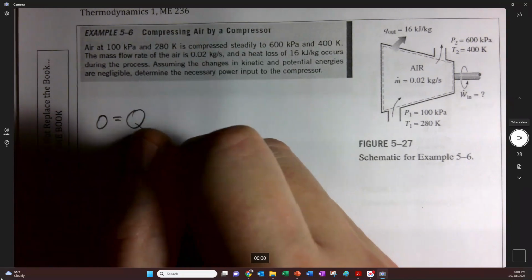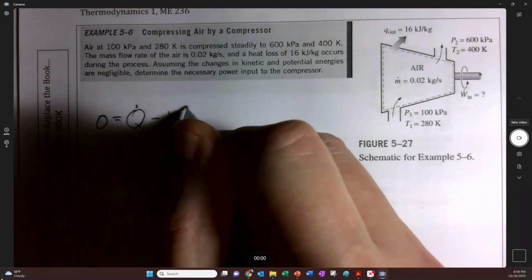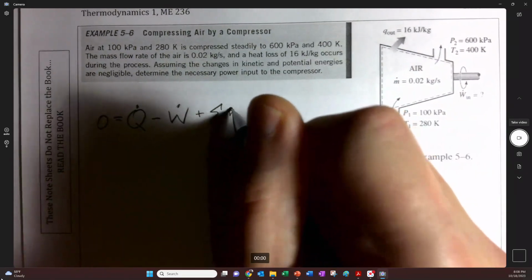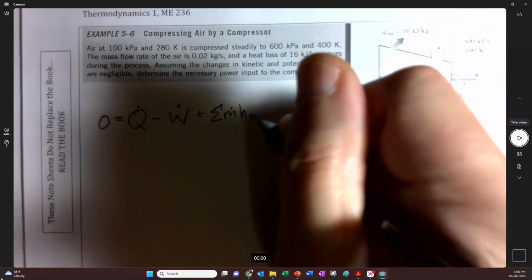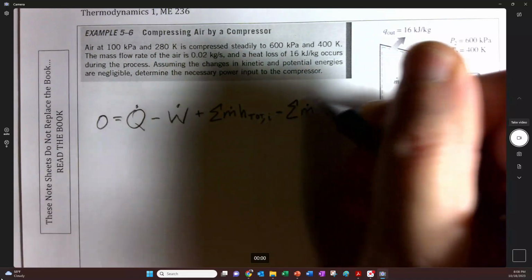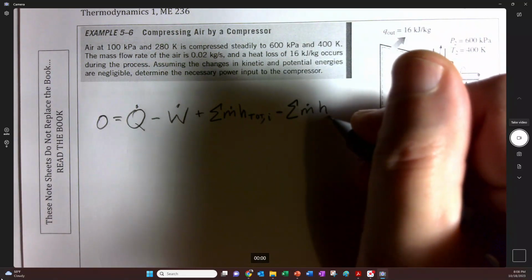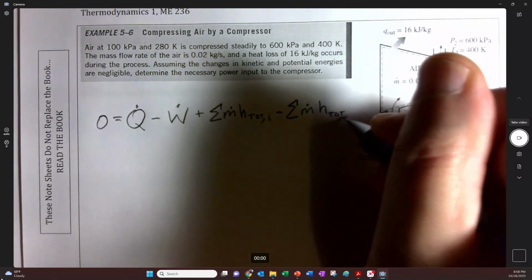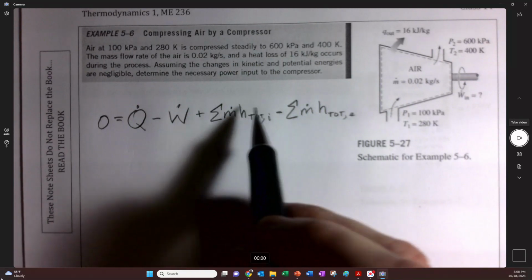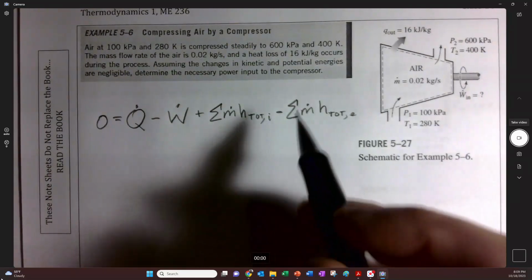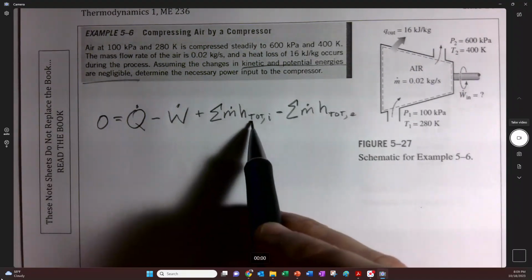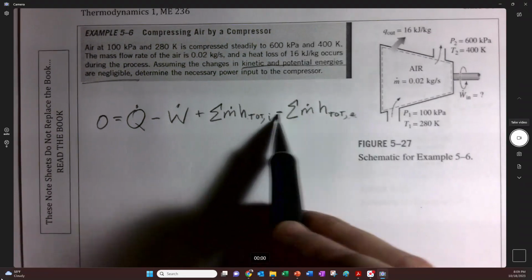So the main equation for us is Q dot minus W dot, so heat flow minus the power, plus the summation of the mass flow times the total enthalpy inlet minus the summation of all the mass flows times the total enthalpy exiting. And this total enthalpy will include both the thermodynamic enthalpy and also the kinetic energy. But we have been saying we're going to get rid of them right there, right? So we could just say h_i. We didn't have to do total right there.